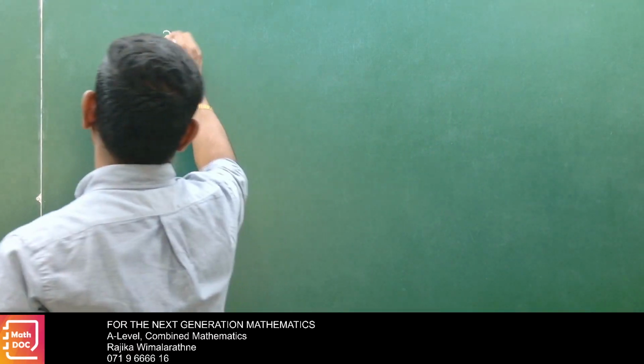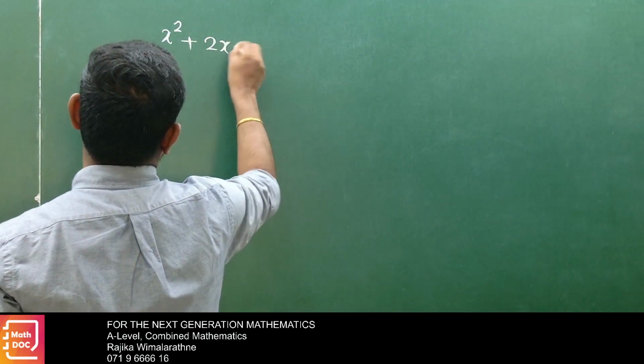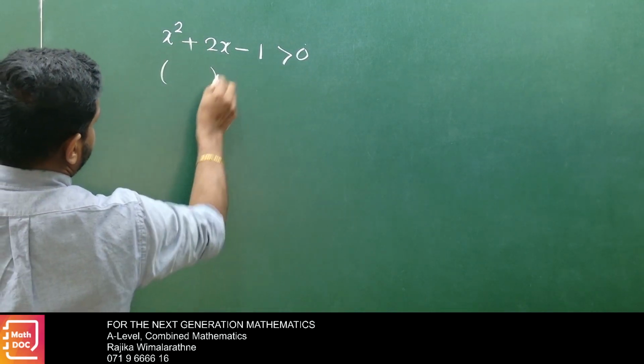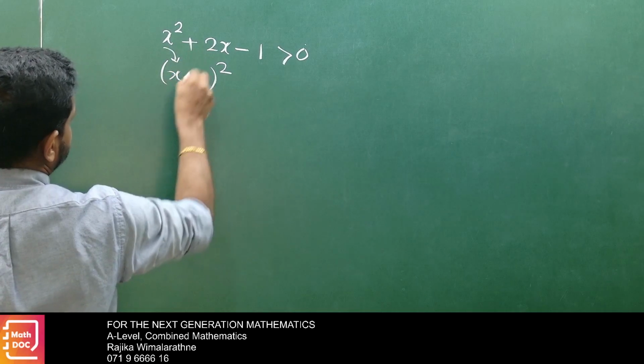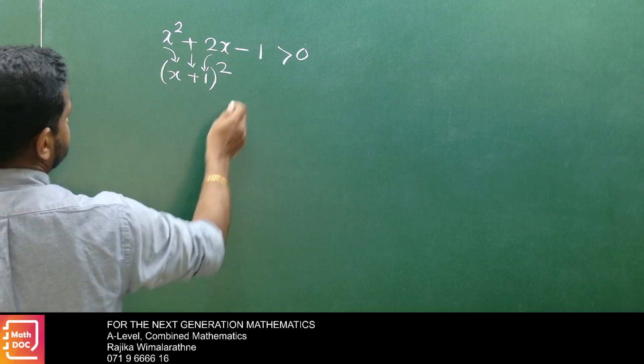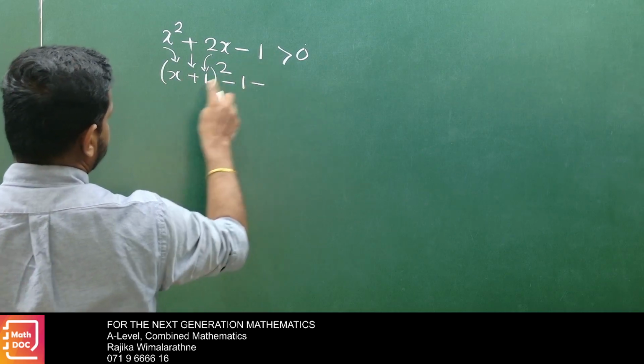See, x squared plus 2x minus 1 greater than 0. Then the way we put a perfect square, we write x here, same sign, plus the x coefficient divided by 2 and written here, and minus 1 and subtract the square of this.